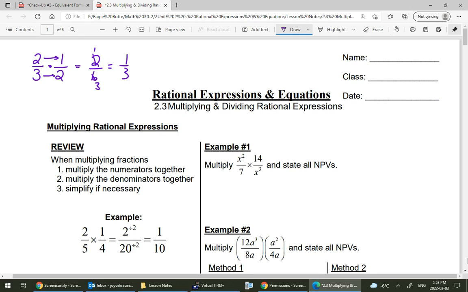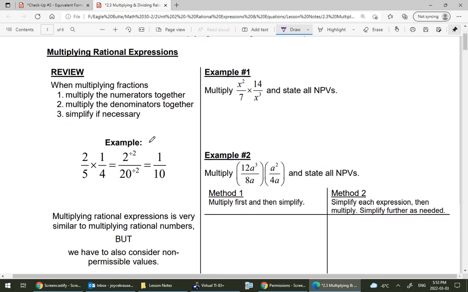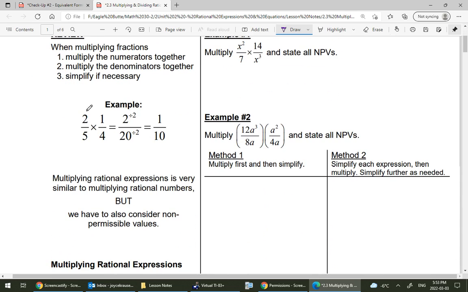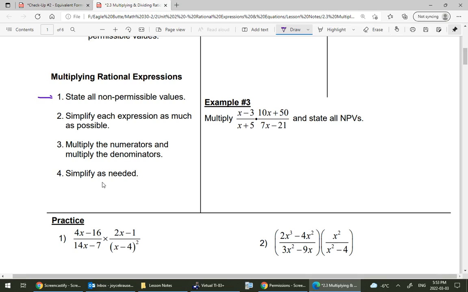Well, now we fast forward to Math 30-2. We're going to do the exact same thing, but now it's a rational expression, which means we're going to have some variables, which means we're going to have to do a little bit with denominators as well. So down the side here, I've got just some notes about multiplying fractions. Just like when we're multiplying fractions, we're going to multiply the numerators, multiply the denominators, and then we're going to simplify. You're going to state all your NPVs.